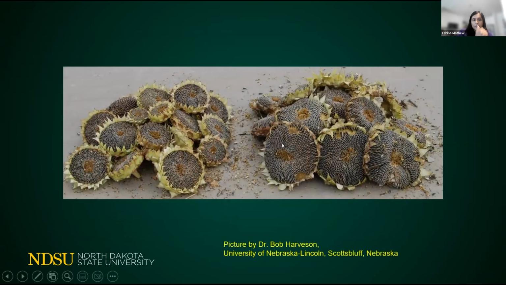This is another picture from University of Nebraska. So you can see there is a difference in the head size. The ones with the smaller head size on the left is the one that was harvested from plants affected by Phomopsis stem canker. So the head diameter and the weight tend to be much lower than the normal sized head, which is on the right side.